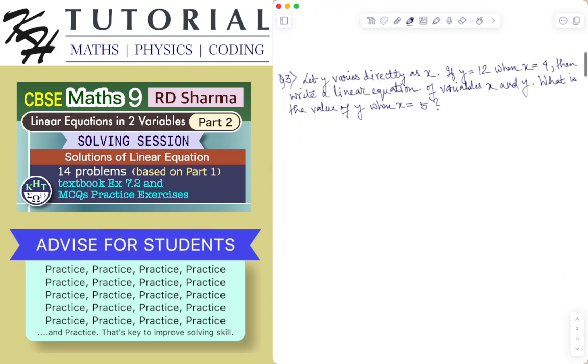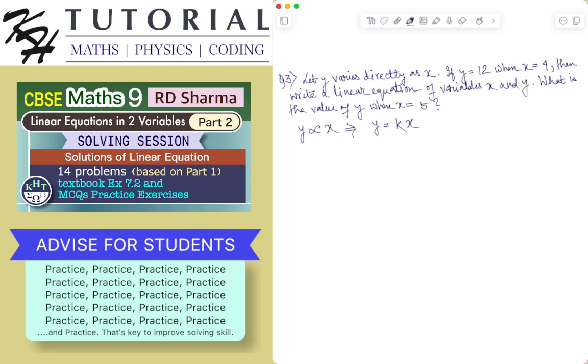Question number 3. Let y vary directly as x. Let y vary directly as x means this is a concept from direct and inverse variation. So when y varies directly as x, we mathematically write it as y proportional to x. Now this implies that we will have y equal to some constant k multiplied by x. When y varies directly, y and x are two variables. If y is varying directly with x, we will always have y equals k into x for some constant k.